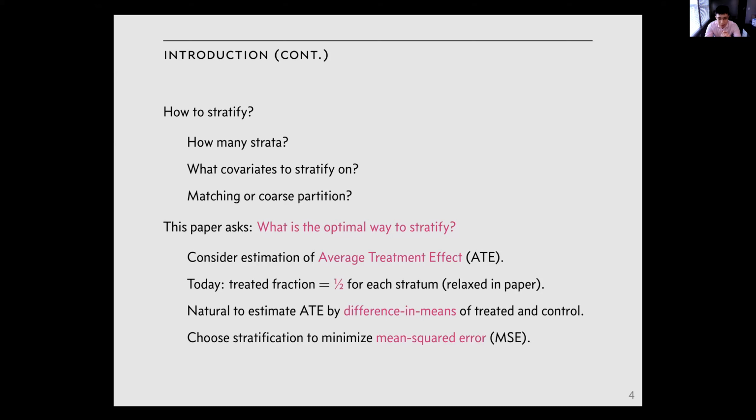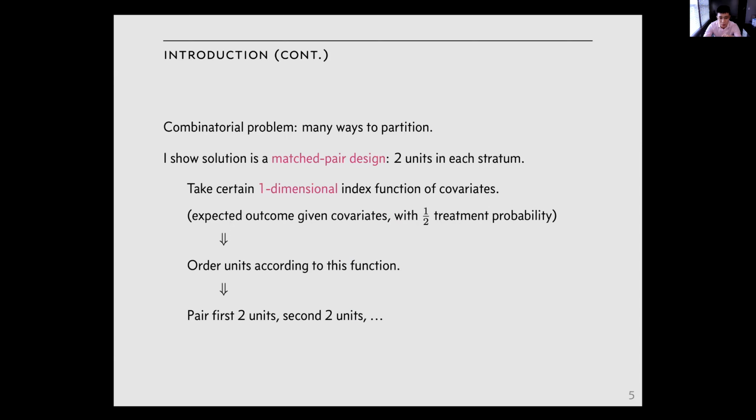Once you assume you're interested in the ATE and you assign half of each stratum to treatment, it is very natural to just estimate this ATE by the difference in means estimator. By difference in means, I mean you take the difference in the average outcomes of the treated and the control groups. That is the estimator you're going to use. And the problem I'm going to consider today is the optimization: to choose a stratification in order to minimize the mean squared error of this difference in means estimator. That is, I want to maximize the precision of this given estimator by choosing over different stratifications. Of course, when I choose a stratification, I have some information, which are the observed covariates, so I want to use that information as well.